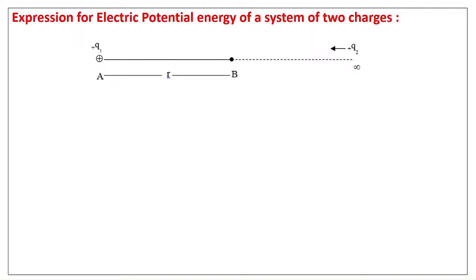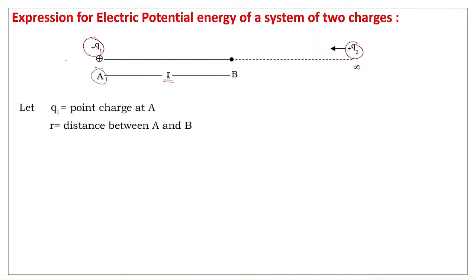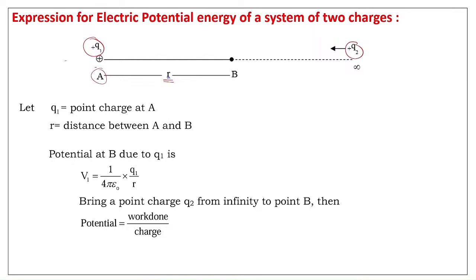Imagine the charges Q1 and Q2 are at infinity. First, the charge Q1 is brought from infinity to the point A, and no work is done. This is because there is no electric field to oppose this charge. R is the distance between A and B. Potential at P due to Q1 is V1 is equal to 1 by 4 pi epsilon naught into Q1 by R.